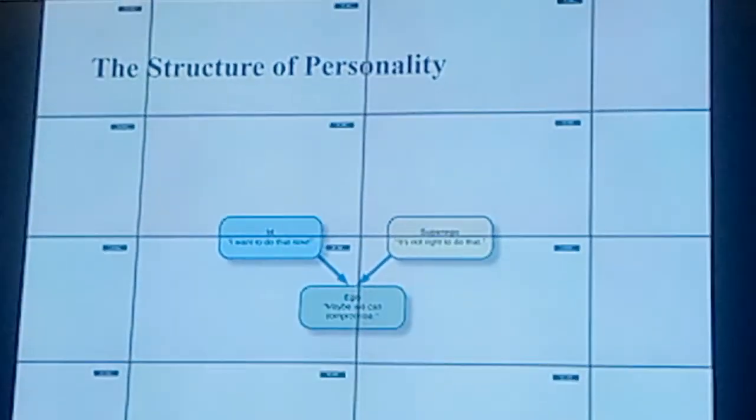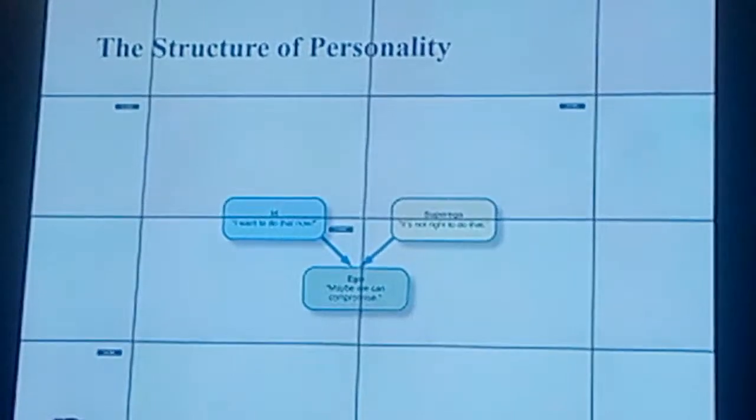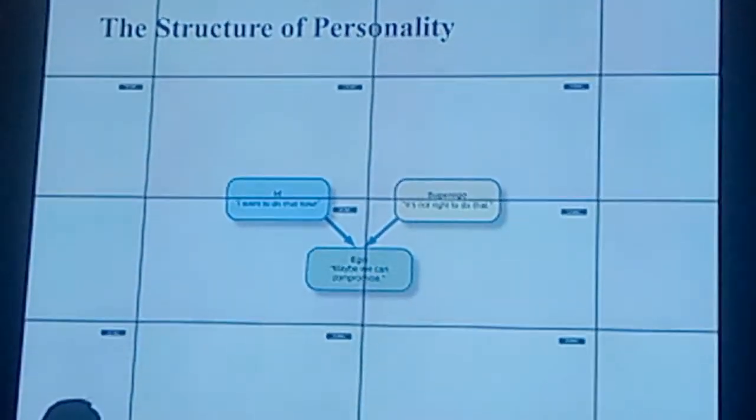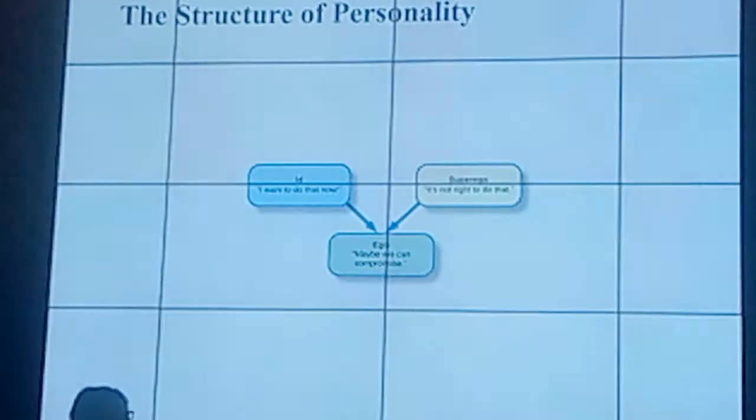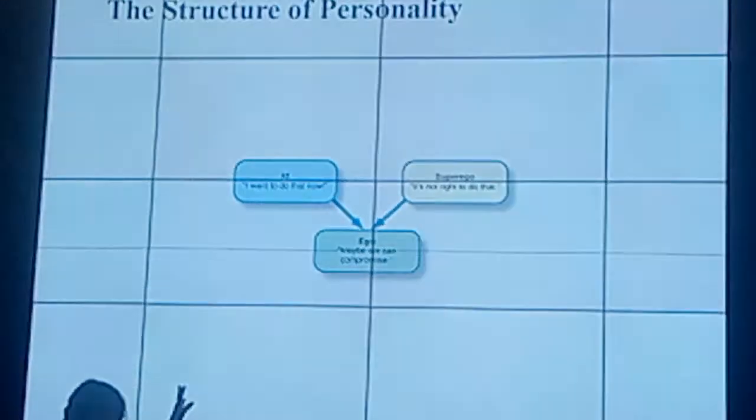That's just a structure of the personality to make it simpler for you to understand. Okay? Look at what the id says. I've already given examples, but even with that structure, the id will say, I want to do that now. Then the ego says, maybe we can compromise. Somehow a bit lenient. But look at the superego. It says, it's not right to do that, because there is nothing like a compromise, because it's all wrong. Okay?